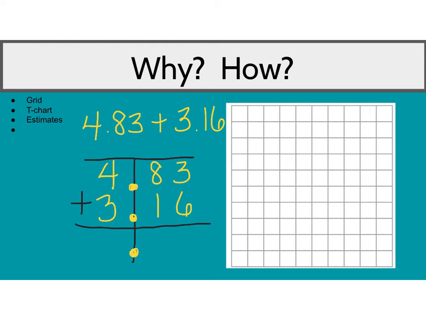So we're going to do 3 plus 6, which gives us 9, and 8 plus 1, which gives us 9. Then we're going to move over to the whole numbers, and we have 4 plus 3, which gives us 7. So our answer to this problem would be 7 and 99 hundredths.